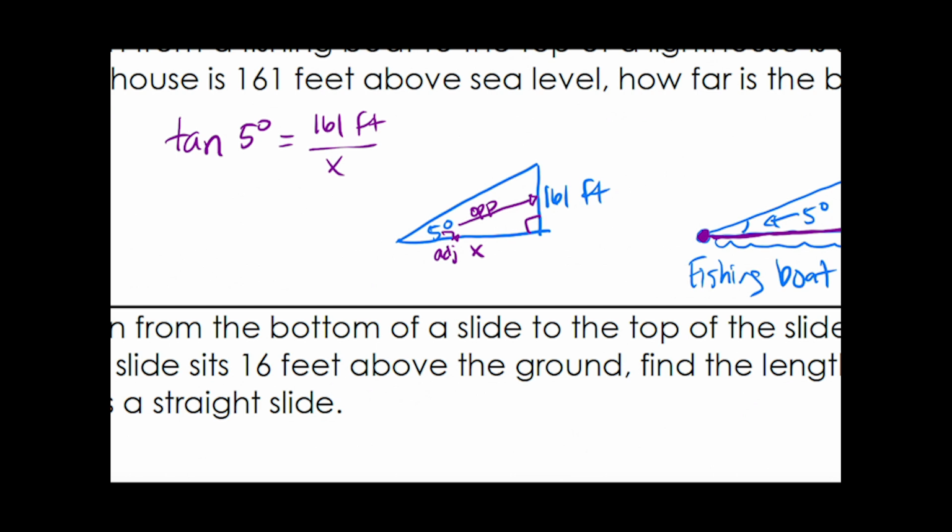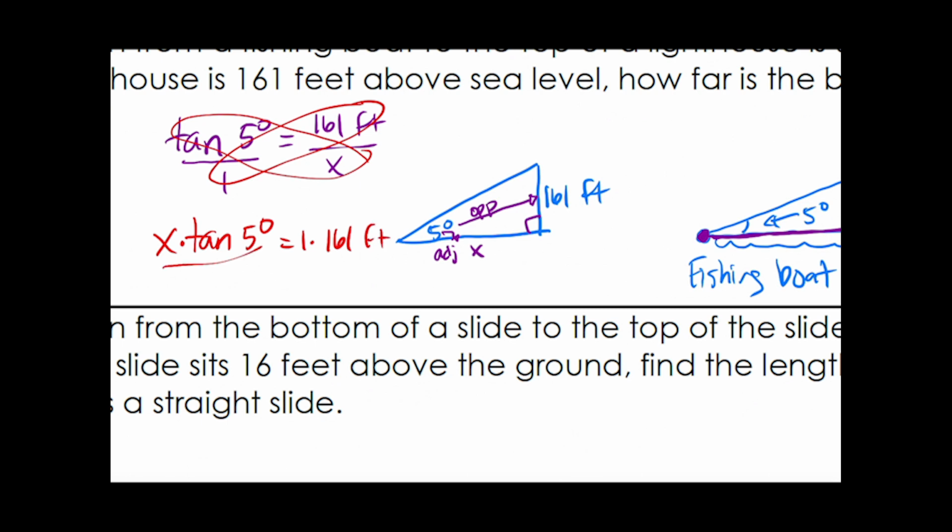So how do I do that? So x is in the denominator. We did this last time. So I'm going to put tangent of 5 degrees over 1, and I'm going to cross multiply. Remember, when you have two ratios equal to each other, you can cross multiply. So the tangent of 5 degrees times x, so this times this: x times the tangent of 5 degrees equals this times this, 1 times 161 feet.